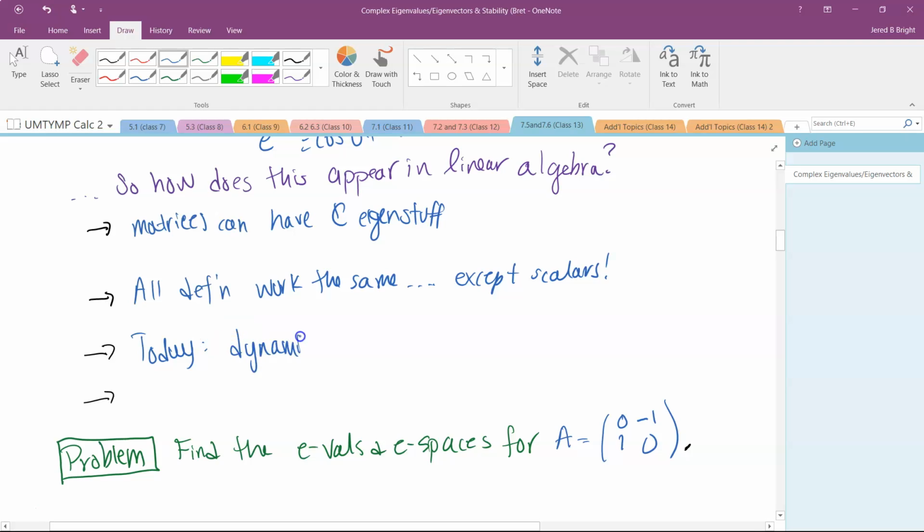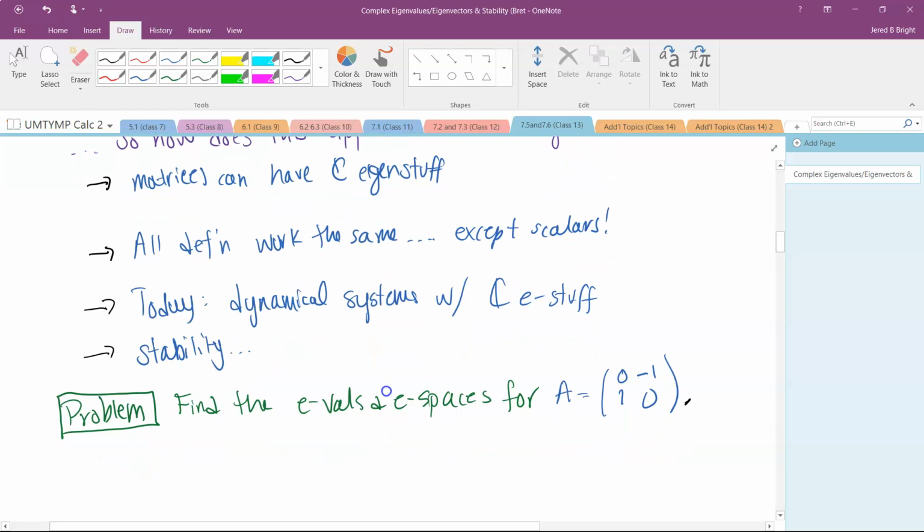Dynamical systems with complex eigenstuff, okay, eigenvectors, eigenvalues, and so on. And then the other thing we want to look at is this idea of stability, okay? And we'll get to that in the very last video, okay?